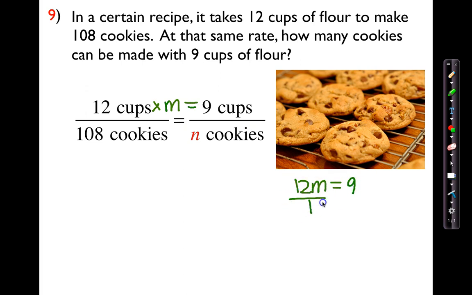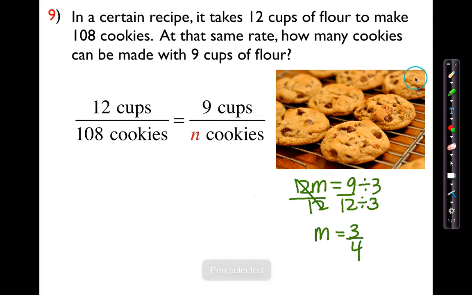If I solve this, I'm going to divide both sides by 12, leaving me with m equals 9/12, but I can divide both the numerator and denominator by a factor of 3, leaving me with 3/4. So I'm going to claim that the multiplier is a 3/4. I'm going to go ahead and check to see if this works. Let's see, 12 and 4 have a 4 in common, and 3 times 3 is 9, so that works. So I can confidently say the multiplier is 3/4.